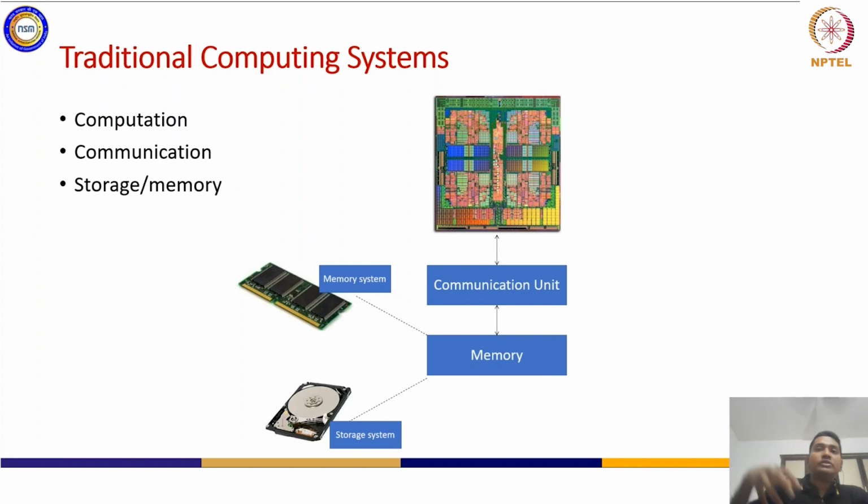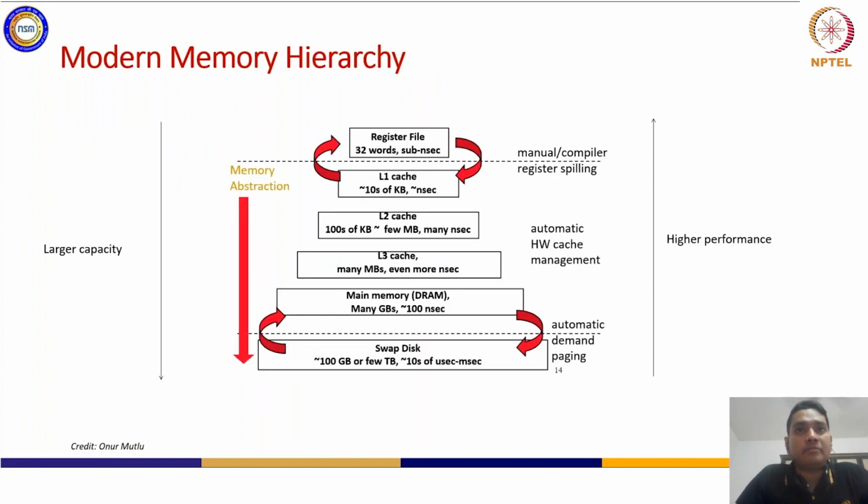Now, if your memory is on chip, then you have on-chip interconnect. And if your memory is staying outside, like dynamic memory, DRAM, or your storage system, these are often housed outside of the chip, and then you need off-chip interconnect to get access to these memories, right? And if you see the hierarchy of the entire memory system in the modern computing system, you have the register file at the lowest end, and then different levels of caches, L1, L2, L3, and then your main memory, which is your dynamic RAM, and then you have the swap disk to interchange programs between the swap disk and your main memory, depending on the locality or availability of the program, right?